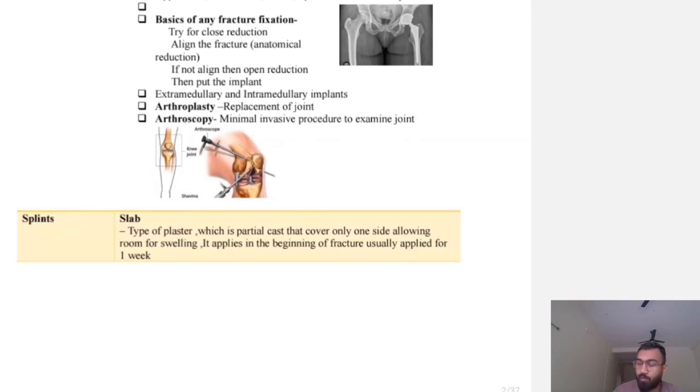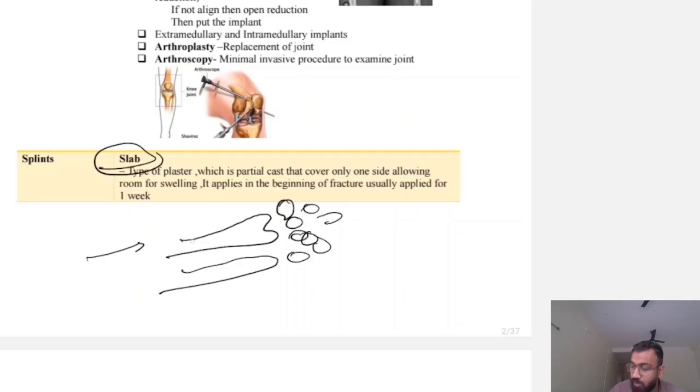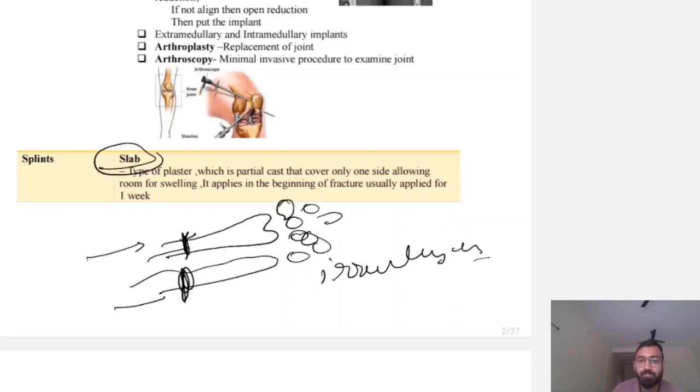Next is splints. What is a splint? The first is a slab. Let's assume this is the radius, this is the ulna, this is the wrist joint, multiple carpal bones. Some patient has fractured the radius and ulna and came to you. Because the proximal and distal fragments are irritating the nerves near them, the patient will have severe pain. So what will you do? You will immobilize those fragments. To immobilize the fragments, you will apply a slab. Slab is POP, a partial cast.